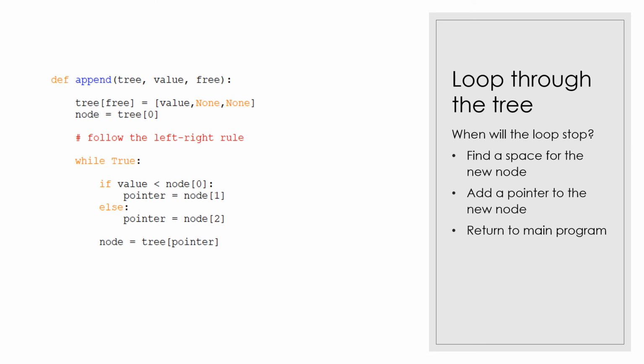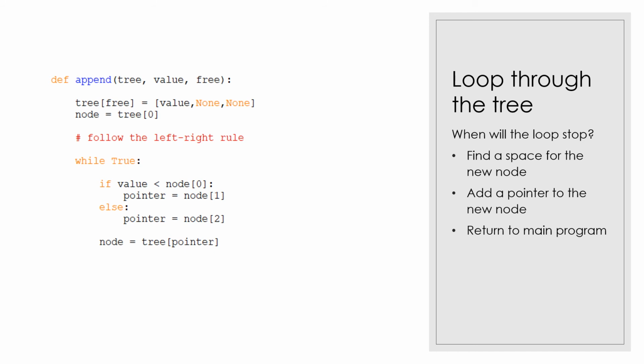If the value is smaller than the node, go to the left. Otherwise, go to the right. And change the node to be the new value. So by doing this, I will go on and on through a tree of any size, following the left-right rule, changing the pointer and moving to the new node that I'm pointed at.